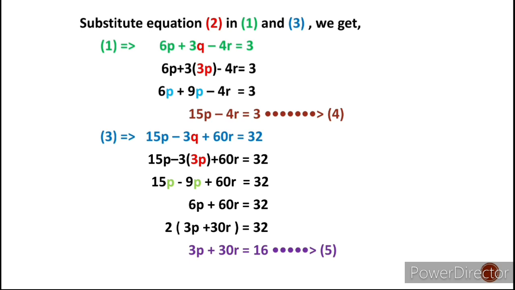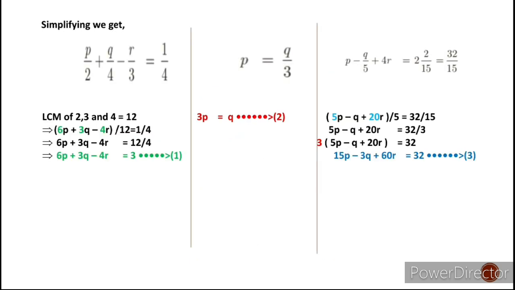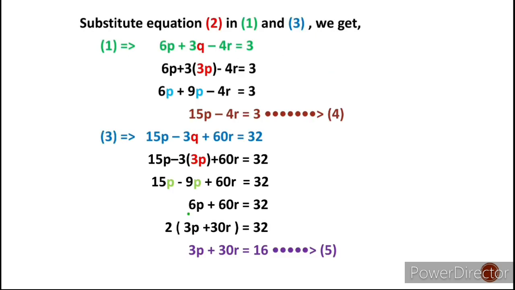So what is common in these two? 2 is common, which can be taken out. What is remaining inside? How many 2s in 6? There are 3 2s, so I write 3p. Then I take 2 common from 60. What is remaining? 30r is equal to 32. Multiply this.